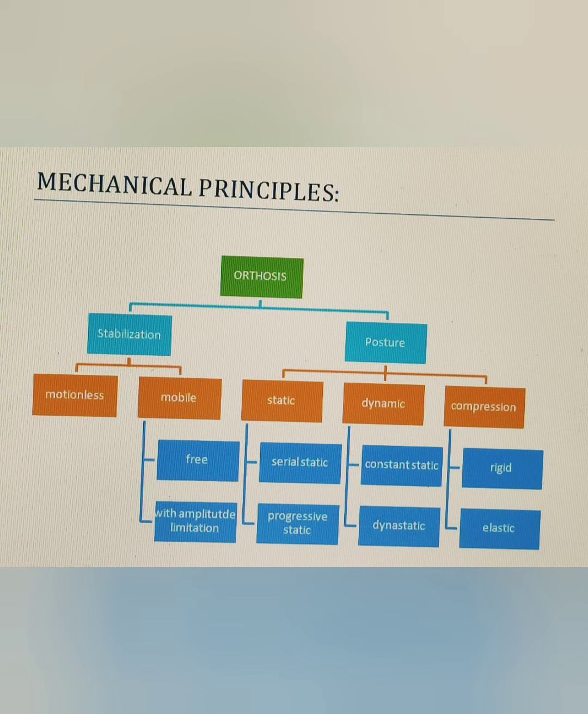Then we will go towards the postural orthosis, which has three classes. Number one, static, number two, dynamic, and number three, compression. Static, dynamic and compression have two further classes. Static has two classes: number one, serial static, and number two, progressive static. Dynamic has two classes, constant static and dynastatic. Compression also has two classes, that is rigid or elastic. So these are the mechanical principles we use in the manufacturing of our braces.